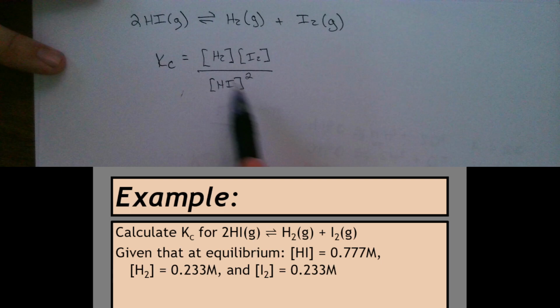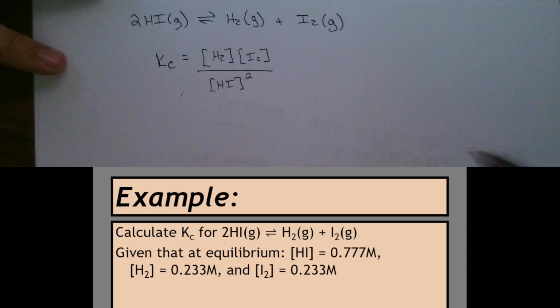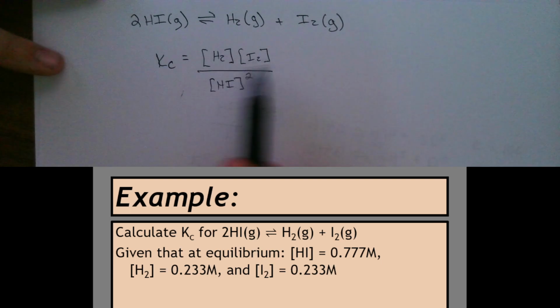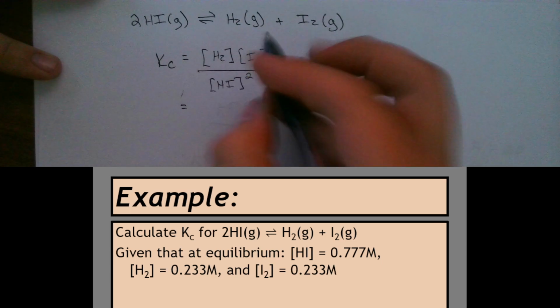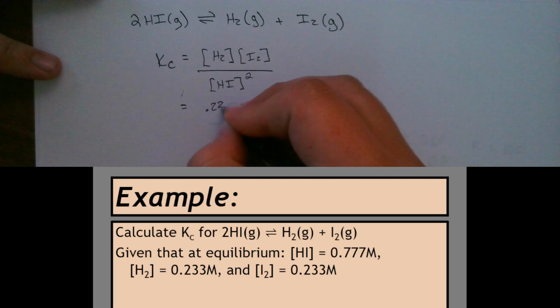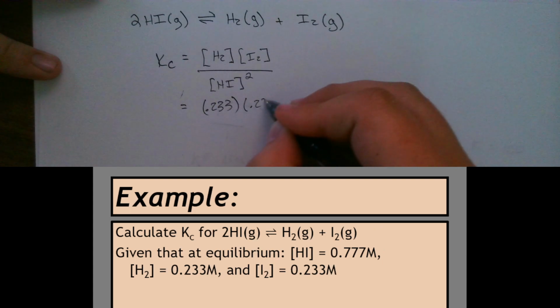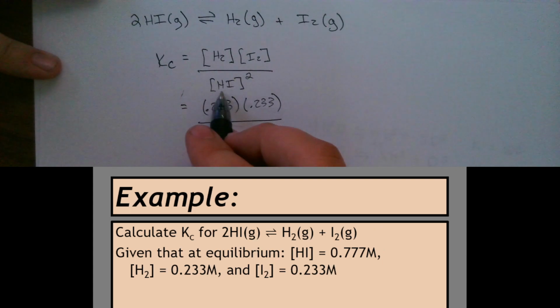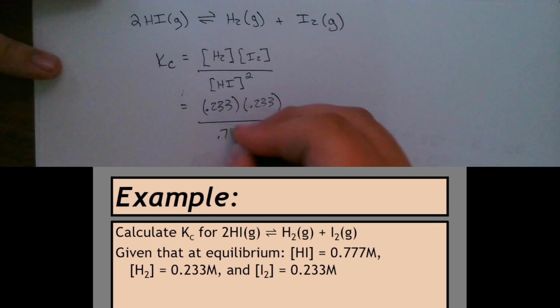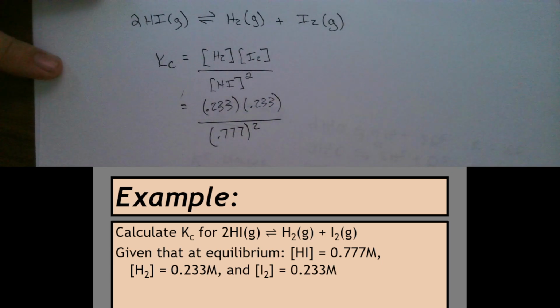Well, that's my expression. These numbers are going to come from the rest of the problem. It says HI is 0.777 molarity, and it says specifically given that at equilibrium. So these are the equilibrium concentrations. It means I just plug them right into here. So H2's concentration is 0.233 according to the problem. I2 is 0.233 as well. HI, it says, is 0.777, but I have to remember to square that.